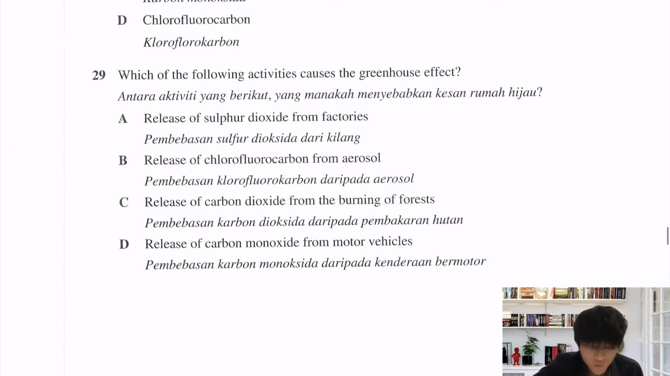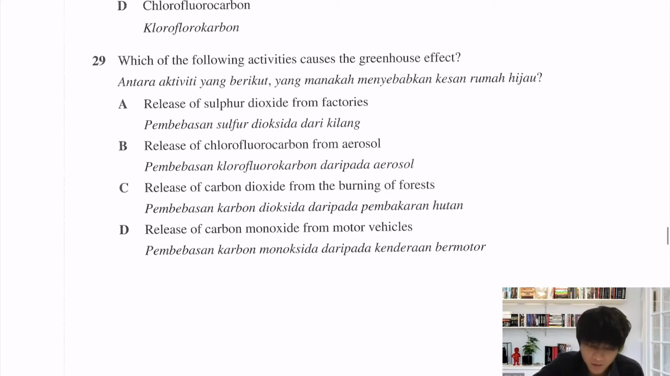Okay, next. Which of the following activities causes greenhouse effect? Release of sulfur dioxide from factories causes acid rain instead, not really greenhouse effect. Release of chlorofluorocarbon from aerosol does cause ozone depletion, because CFC breaks down the ozone layer into oxygen molecules. So that's not quite right. Release of carbon dioxide. Yes, carbon dioxide is a super crazy greenhouse gas. So the answer is C.